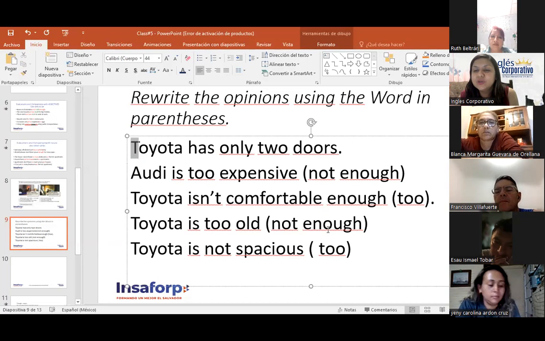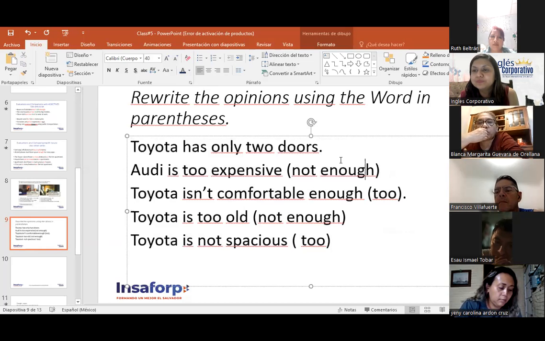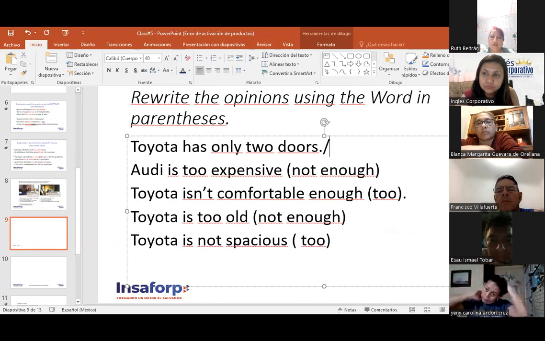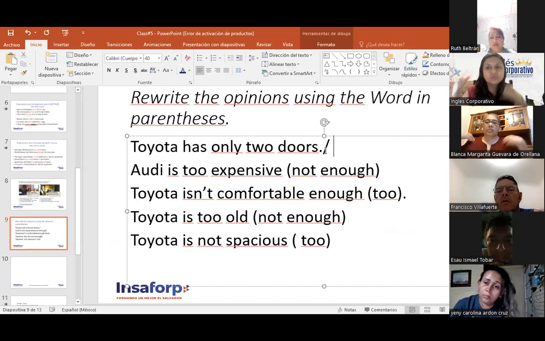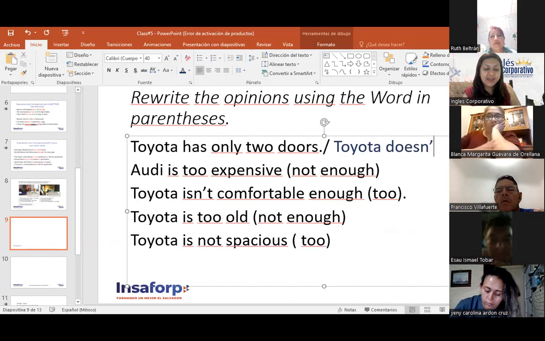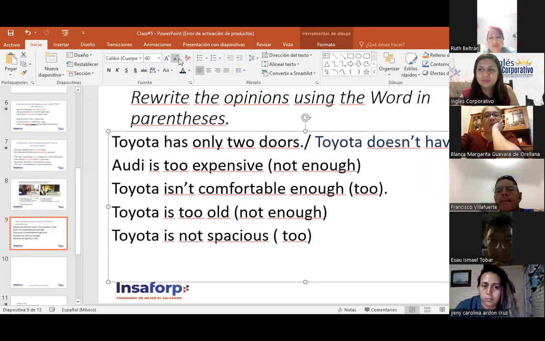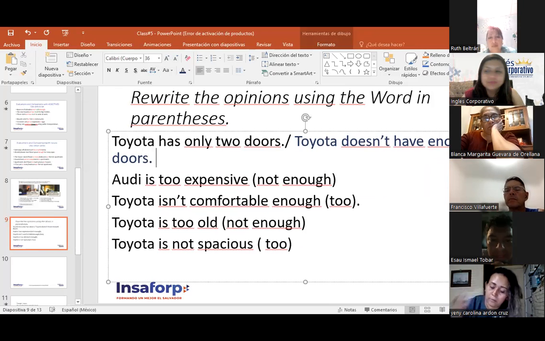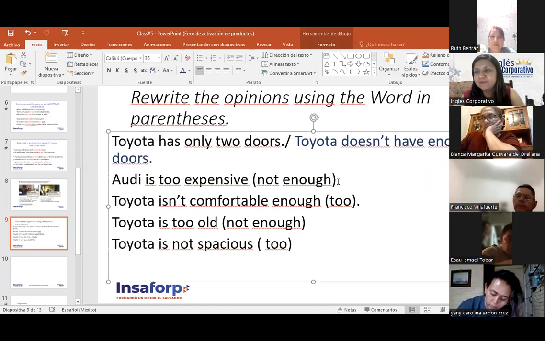So what are we going to do? We are going to rewrite the sentences, and we are going to use the word in parentheses. For example, Toyota has only two doors. How can we change this? We can say Toyota doesn't have enough doors. Okay, great, very good. Excellent. Toyota doesn't have enough doors. I need four doors.